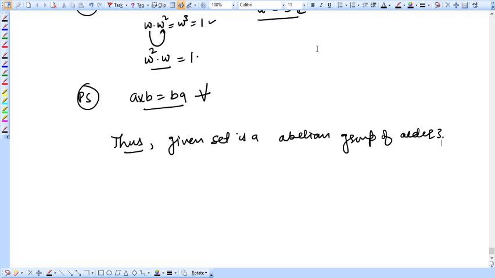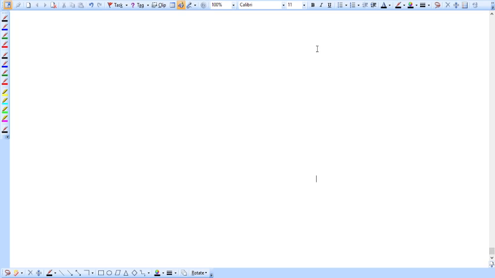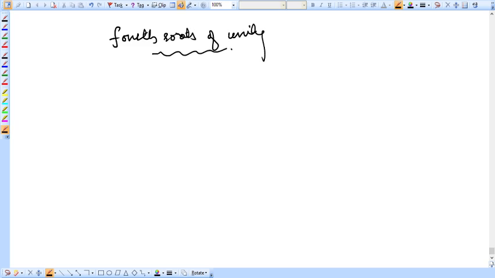Okay, now moving ahead, we are going to talk about fourth roots of unity. For this we are going to take the equation x^4 = 1.